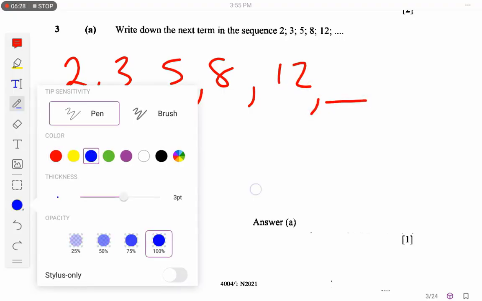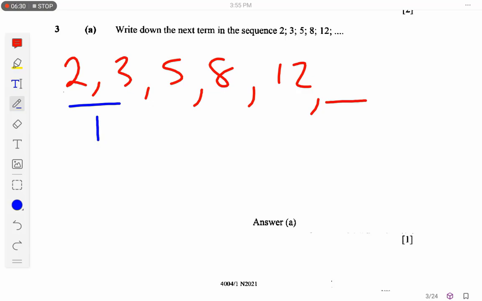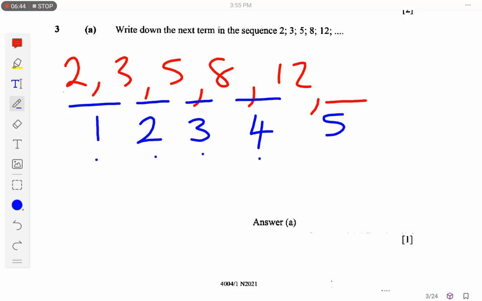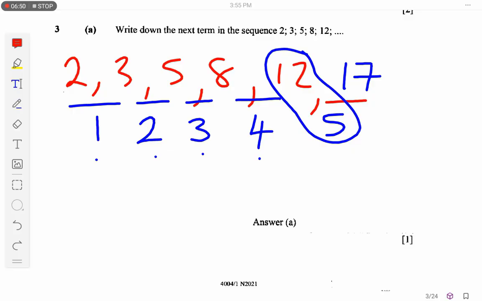The difference from 2 to 3, that's a 1. 3 to 5, that's a 2. 5 to 8, that's a 3. The difference from 8 to 12, that's a 4. So it means we are moving 1, 2, 3, 4. So I can also say here 5. So 5 plus 12, I'm going to get 17. So that's my answer there.